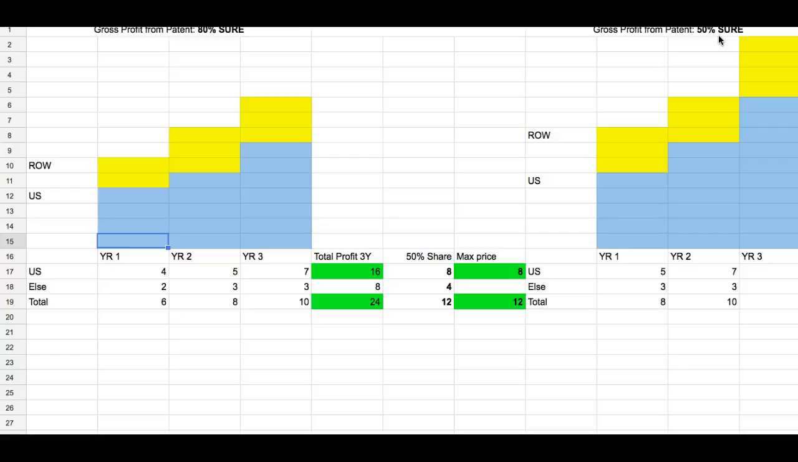How come year one for the US profit share is 4 at 80% sure and 5 at 50% sure? What's the difference? Well, basically, you get the technology, then you start selling it, but it takes time before you have market adaptation, before you can reach a lot of clients. So your expectation is that your company using this technology will grow rapidly, but that means that in year one, the estimated profit will be less than in year 2 and year 3.